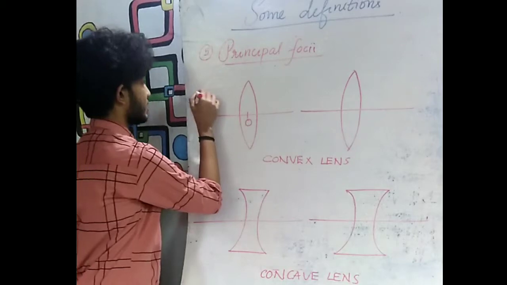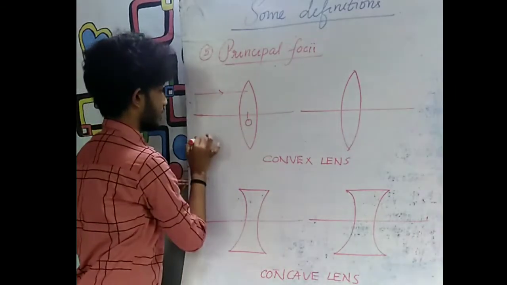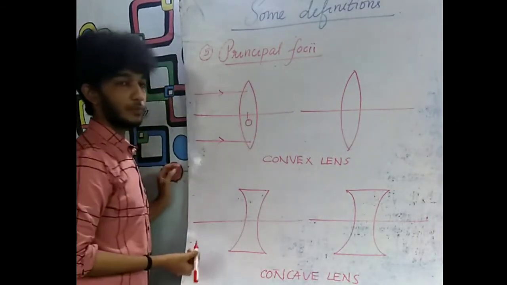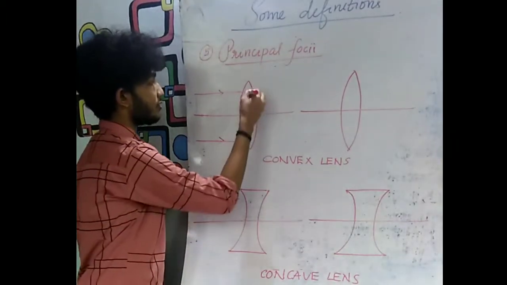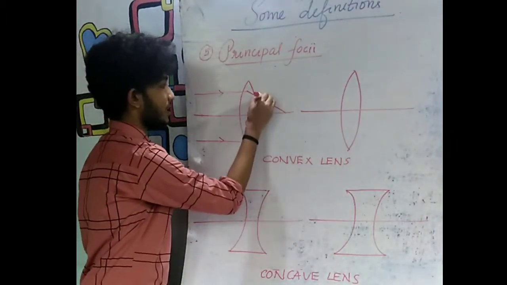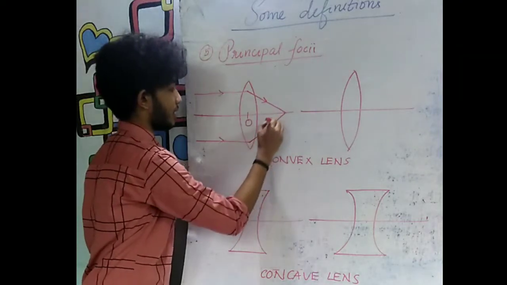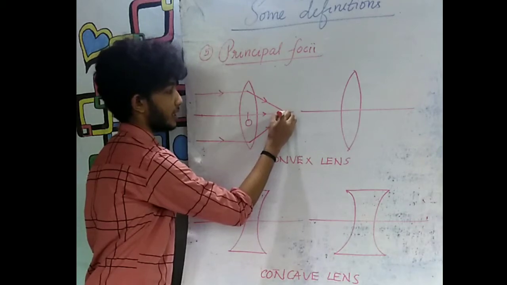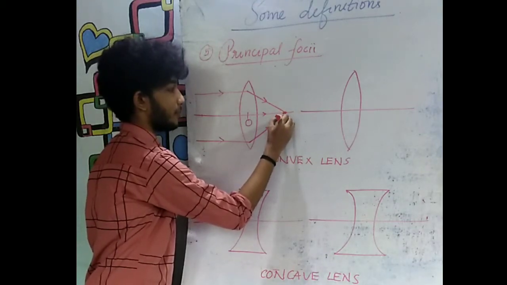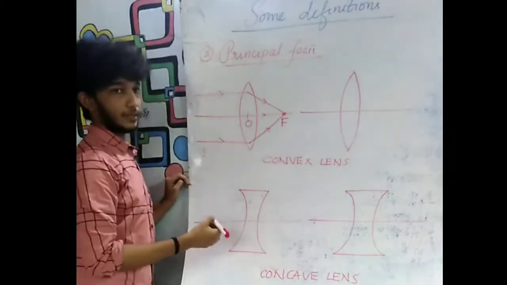So let us consider rays of light which are parallel to the principal axis incident on the convex lens, and after refraction the refracted rays meet at a point, converge at a point, and this point is known as the principal focus.